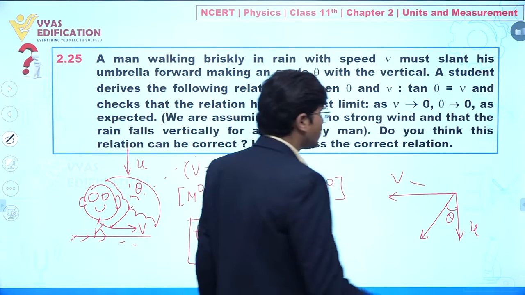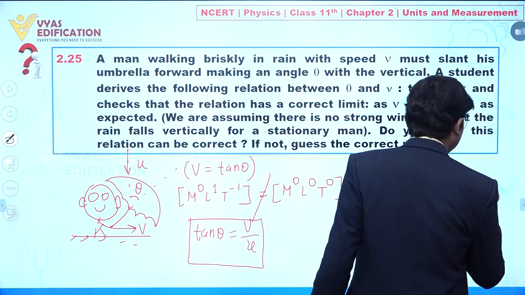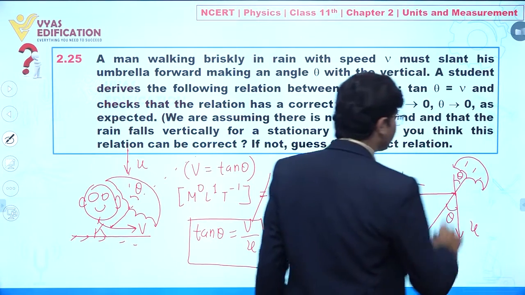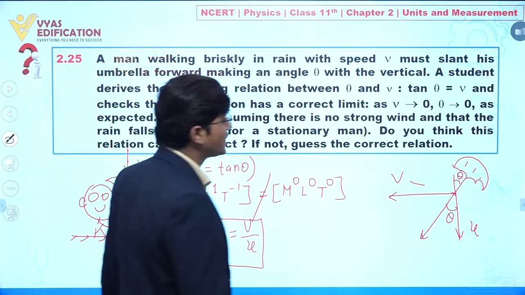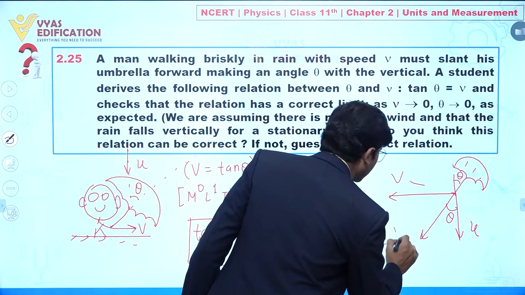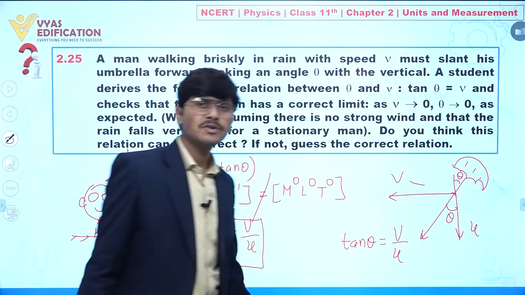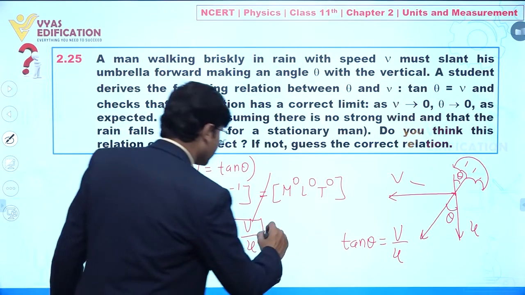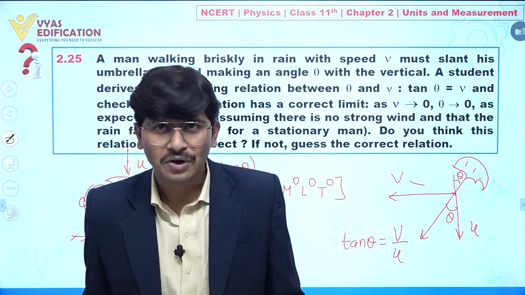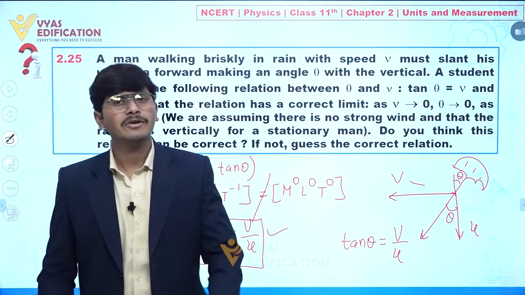So definitely this person will open the umbrella in just the opposite direction like this, at an angle theta with the vertical. So from here you can say tan theta is equal to what? I can say tan theta is given by v by u. Clear to you? So the correct relation is this one, but students write the other relation and that is absolutely wrong. So this is all about this question.